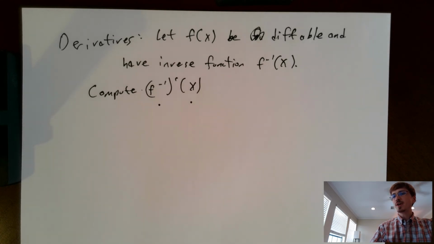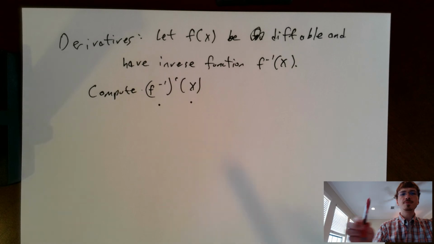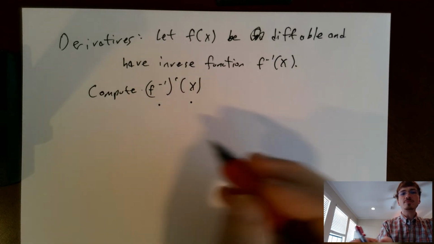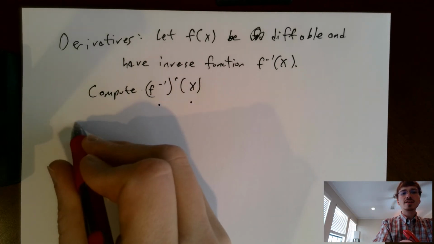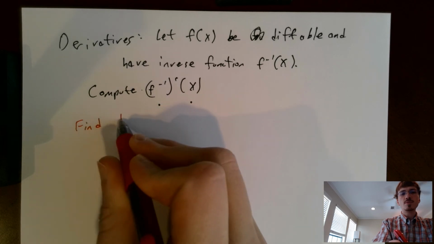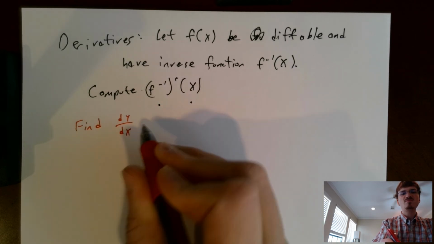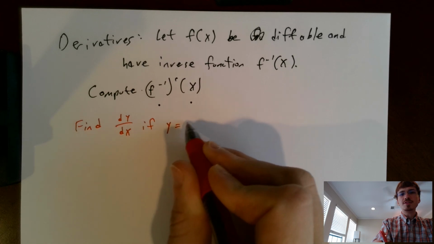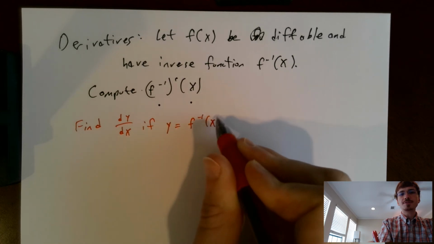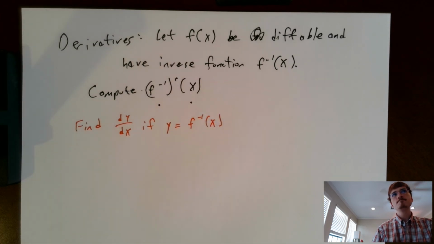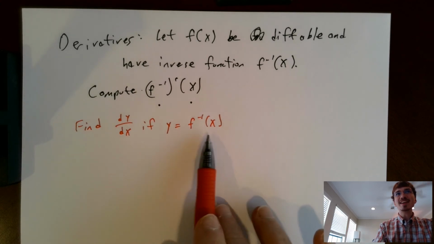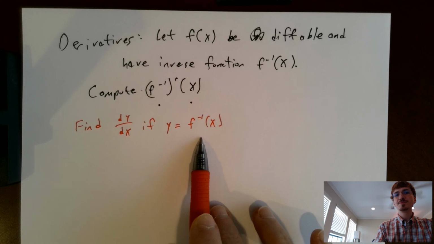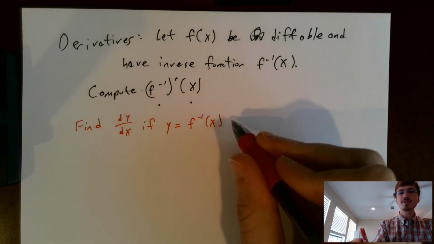Let's rewrite this another way that might seem more familiar to us, given our understanding of implicit differentiation. It's asking us to find dy dx if y is equal to f inverse of x. And you say, I don't see any implicit differentiation here. But let's take f of both sides.